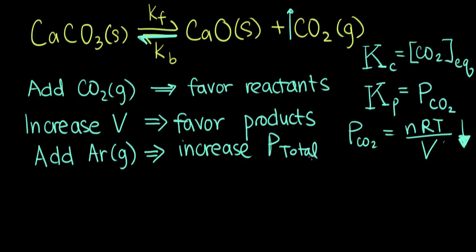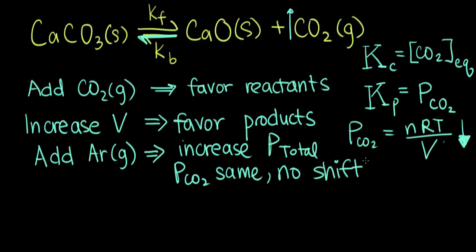But that actually doesn't tell us what it does to our equilibrium. Let's look back at our equilibrium expressions, Kc and Kp. We can see that the partial pressure for Kp only depends on the moles of our CO2 and our volume, and we didn't change the moles of CO2 and we also didn't change the volume. Even though we increased P total, the partial pressure of CO2 stayed the same. That means we didn't perturb our reaction from equilibrium, so there'll be no shift. We are still at equilibrium, and the concentrations will stay the same.